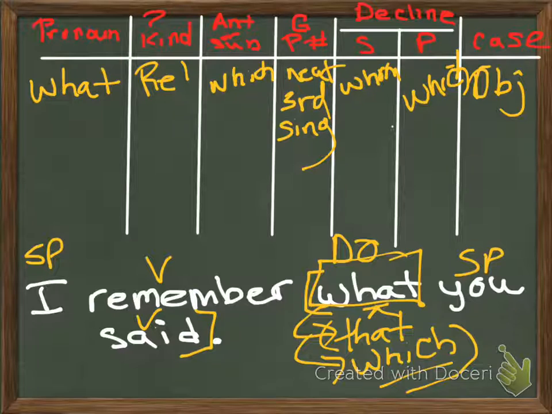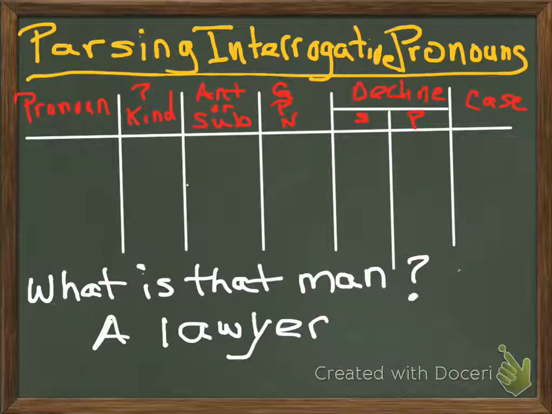I know, first time getting a hold of this, it's a little fuzzy, but the more you practice them, the easier it'll get. The last ones we're going to look at today are interrogative pronouns. Just like the type of sentence is interrogative, it's a question sentence. Therefore, it needs a pronoun that asks a question.